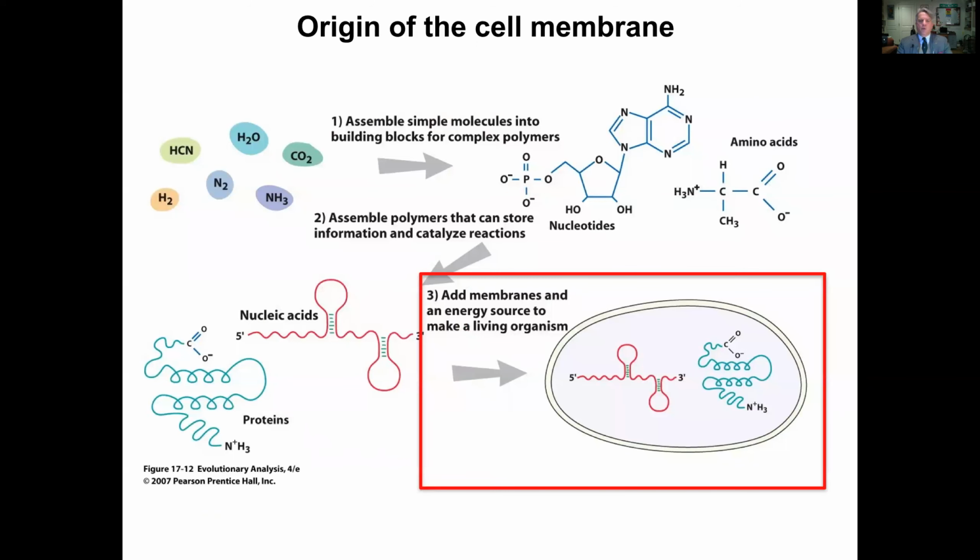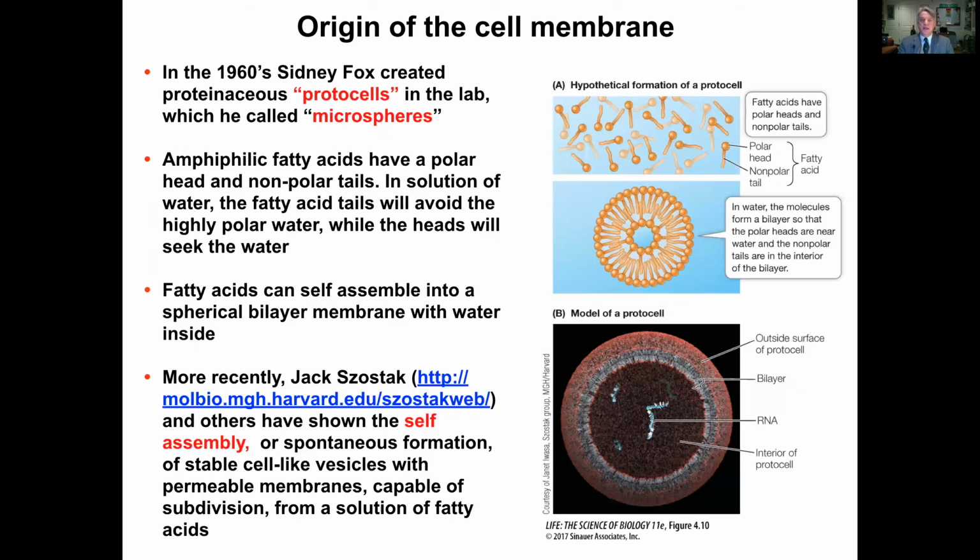Okay, now we have to think about adding a membrane and an energy source in the final steps of making our living organism. And this gets us to think about the origin of the cell membrane, which is critical to life. Early days in the 1960s, Sidney Fox in his lab was able to create proteinaceous protocells, which he called microspheres. And amphiphilic fatty acids have a polar head and nonpolar tails.